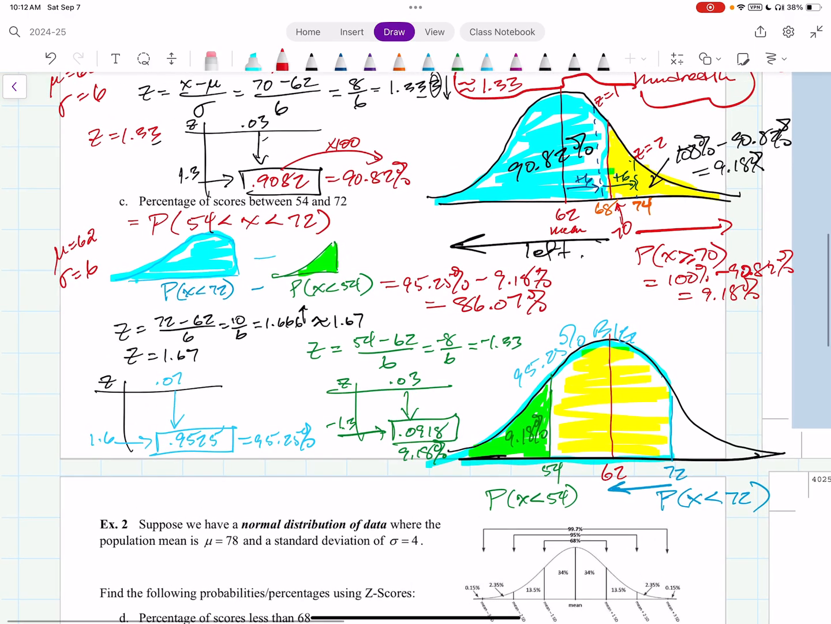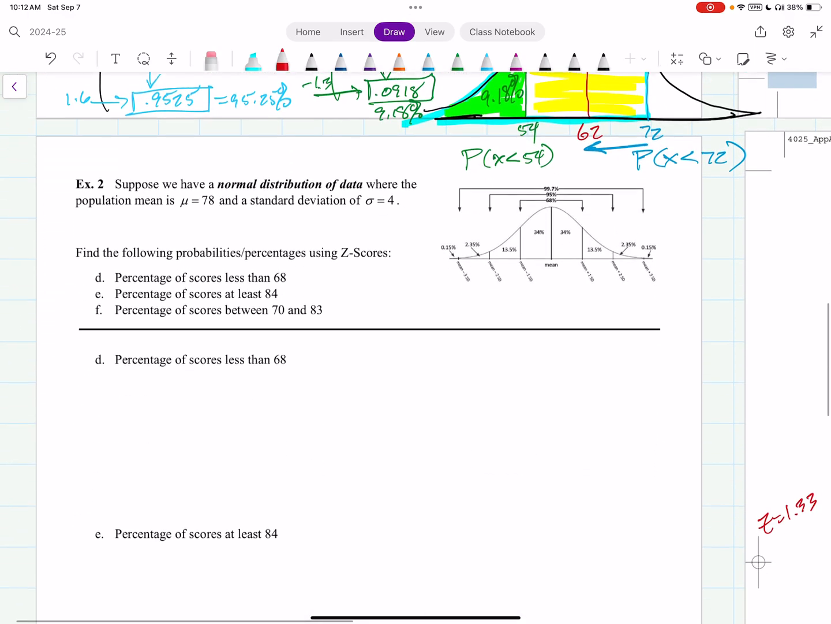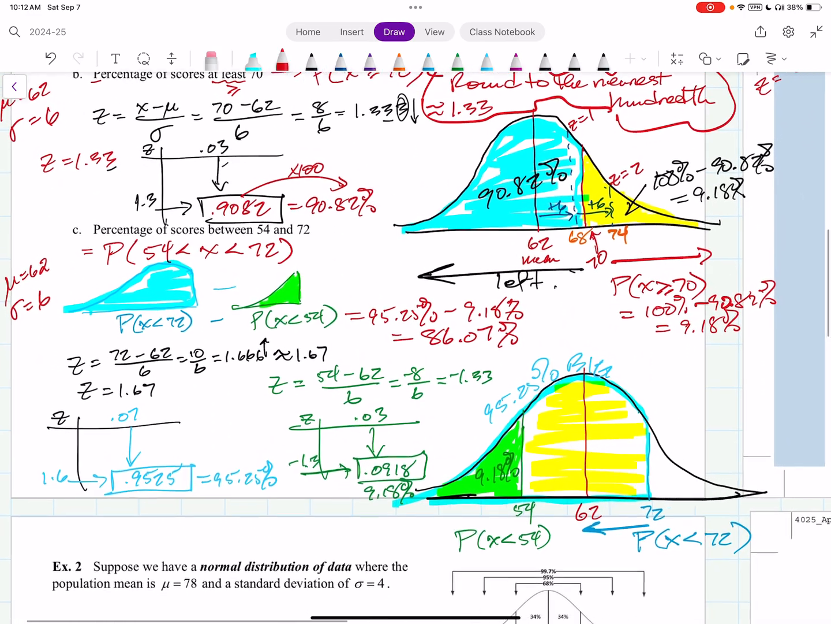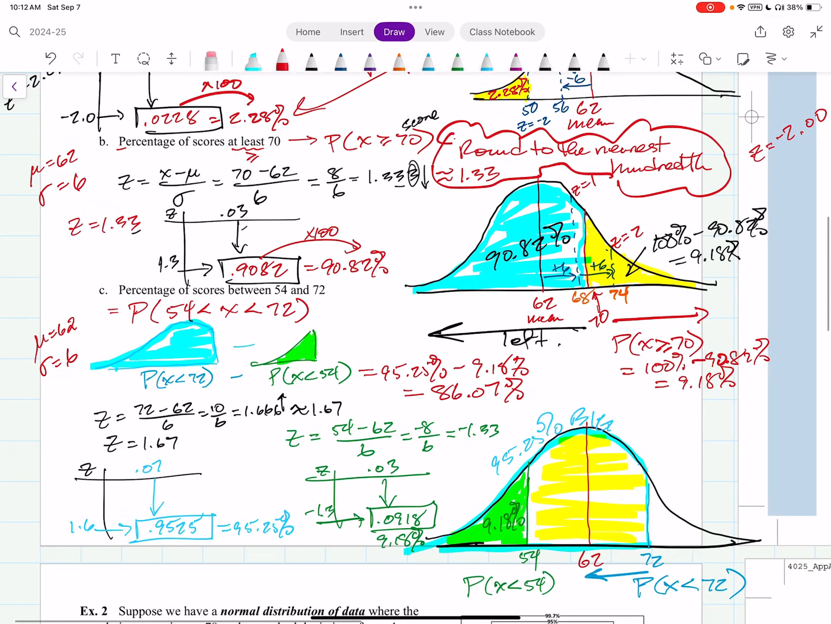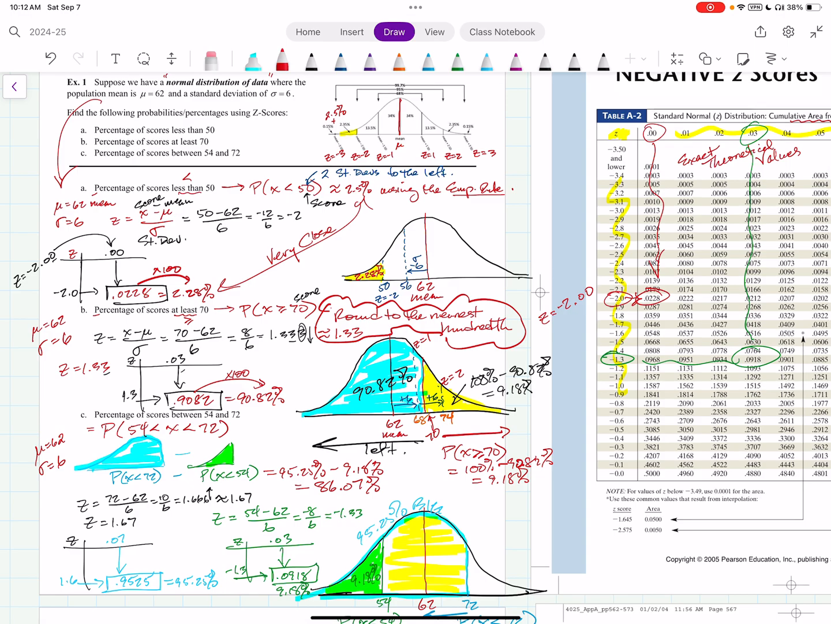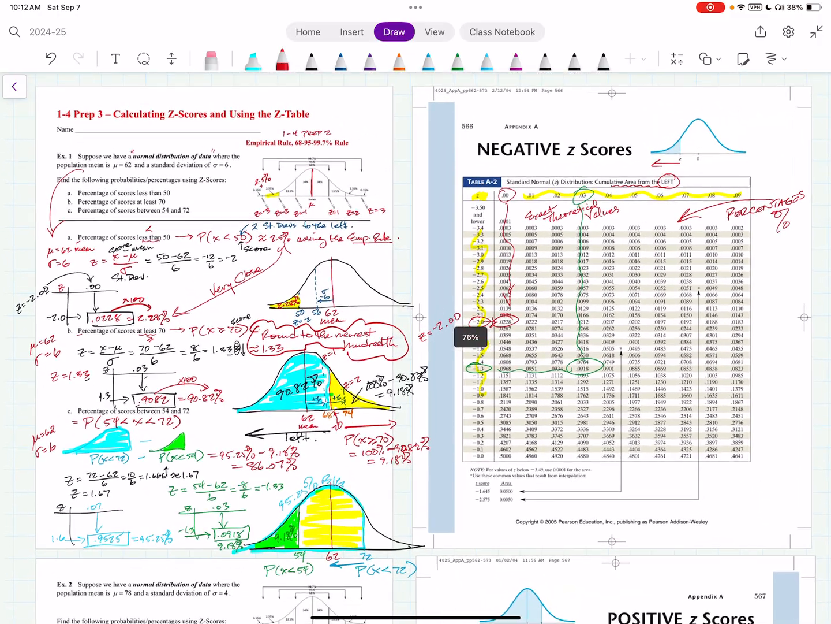And then in class we'll do this one here. I'm going to stop the video here because we'll usually have you do this in class, so just show up and you'll be able to do that one. Those are the three basic skills of how you find percentages of a normal distribution, using what's called the z-table and your z-scores.